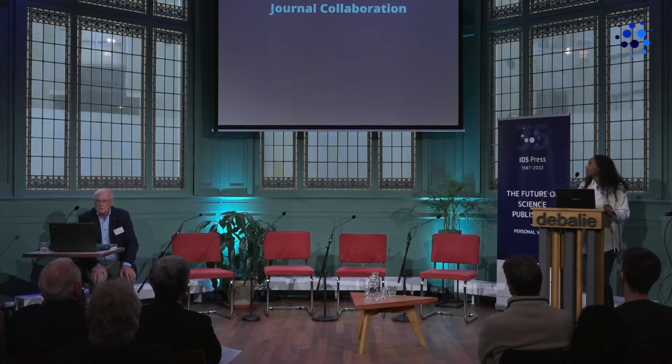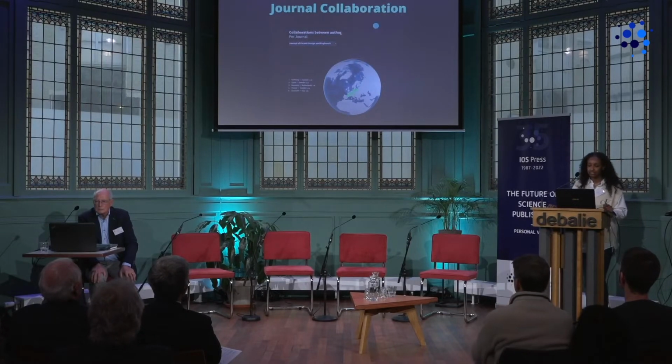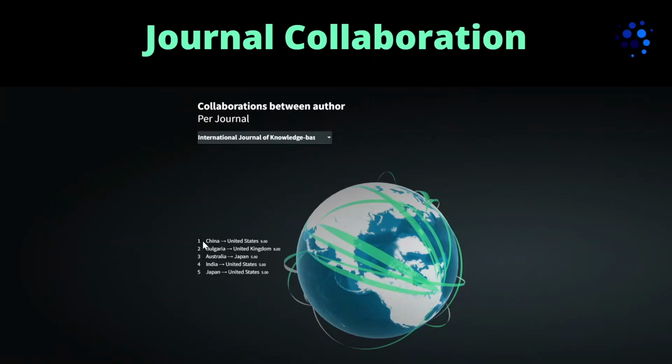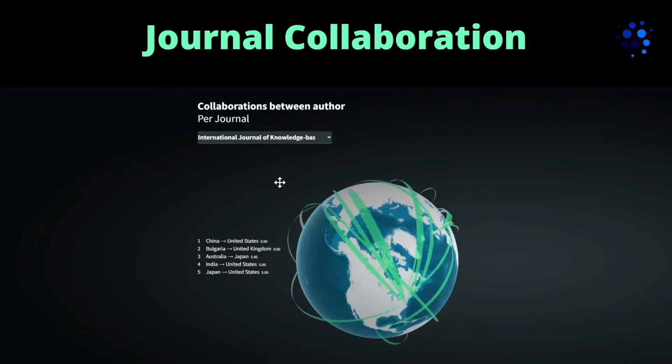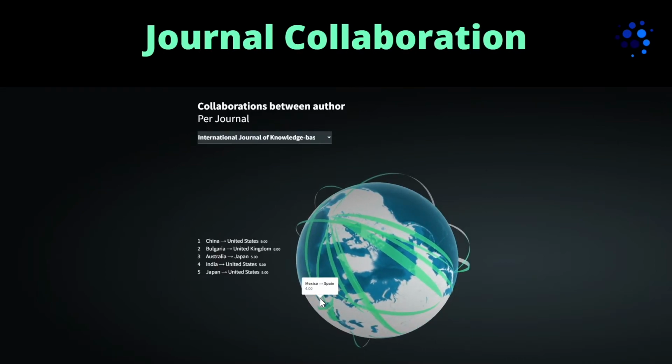And now this is a really nice one. We have the journal collaboration, so here you can select a journal. We can just choose anyone actually. And then you can see the collaborations between authors. So here you see that the most collaborations for this journal took place between authors from China and the United States. And you can spin the globe to take a look and see what happens.